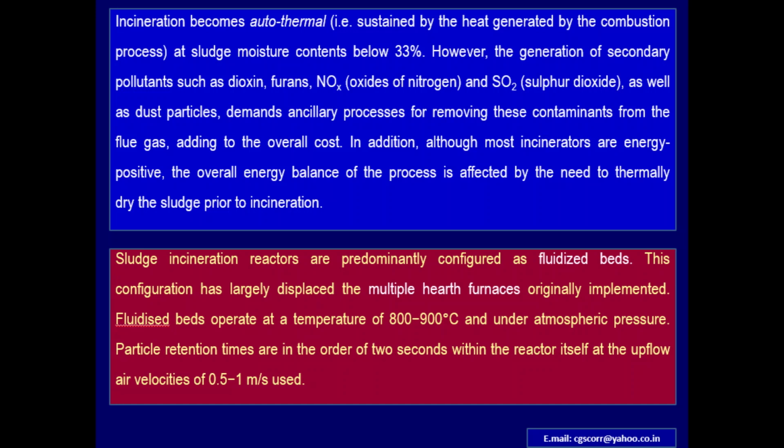Sludge incineration reactors are predominantly configured as fluidized beds. This configuration has largely displaced the multiple hearth furnaces originally implemented. Fluidized beds operate at a temperature of 800 to 900 degrees centigrade and under atmospheric pressure. Particle retention times are in the order of 2 seconds within the reactor itself at the upflow air velocities of 0.5 to 1 meter per second used.